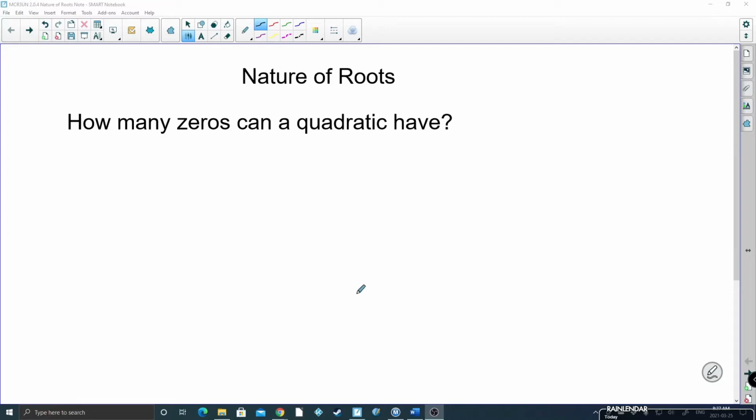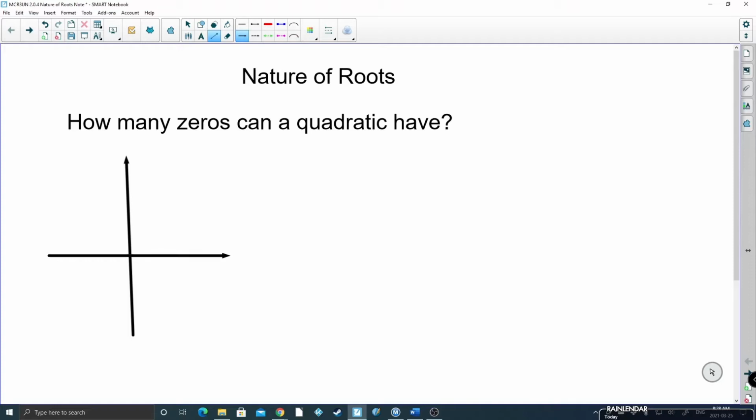Hello everyone. In this lesson we're going to quickly recap the nature of roots and include the case where you might have complex roots. So if I ask the question, how many zeros can a quadratic have? What are the different cases for a quadratic? And if this works for a quadratic, by the way, it would work for other graphs that would also have roots. So we're just using quadratics because it's the easiest one to visualize.